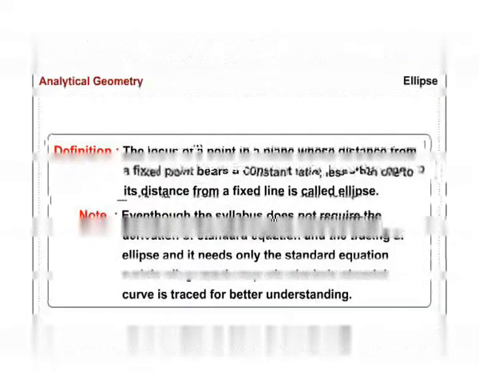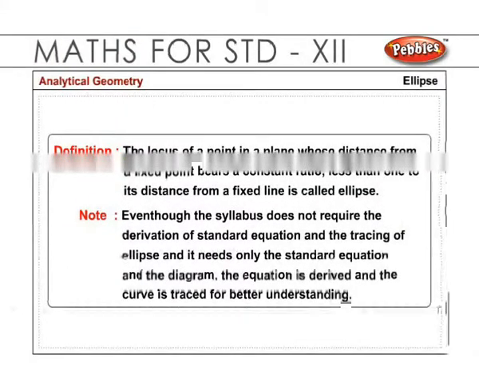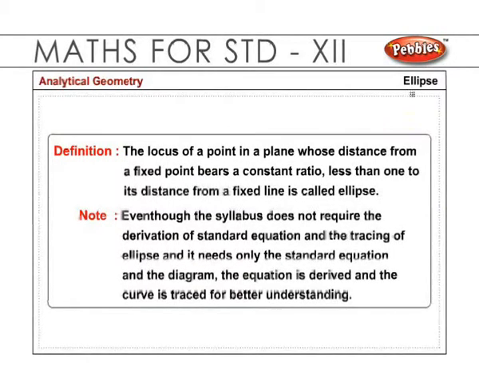Ellipse. The locus of a point in a plane whose distance from a fixed point bears a constant ratio less than 1 to its distance from a fixed line is called an ellipse.